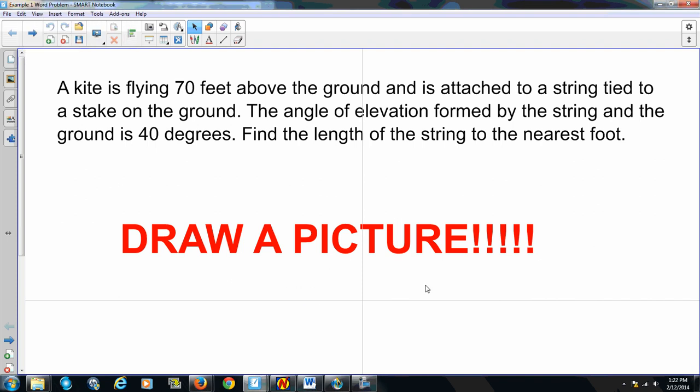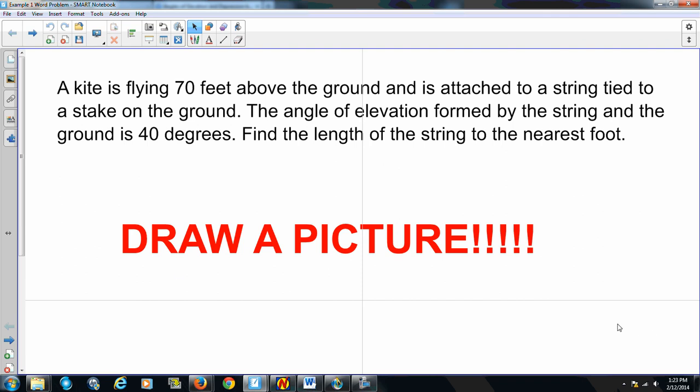Here is an example of a word problem using the angle of elevation. We are going to go through this problem piece by piece and deconstruct it, and break it down to where we will be able to solve it almost exactly the way we would if we were just given a right triangle with a missing side. The first thing that we need to do is read the problem and draw a picture.